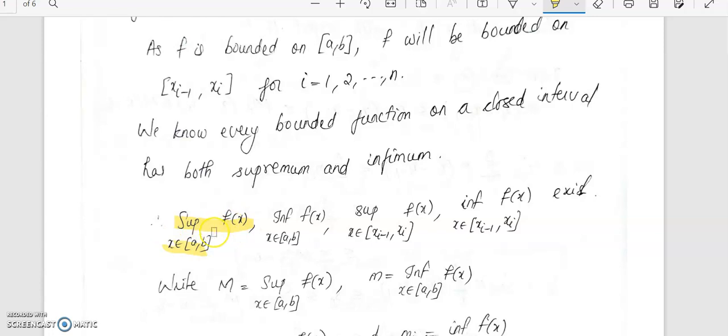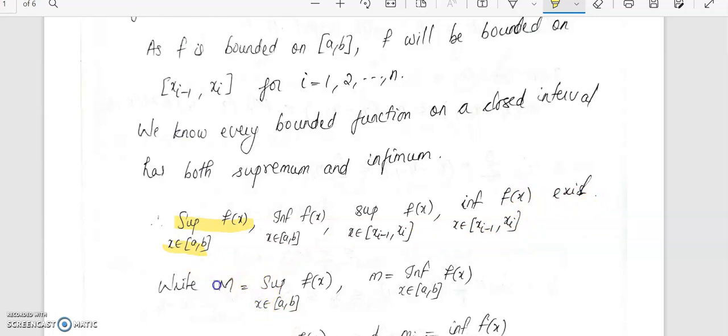Now f is bounded, and since f is bounded, a function which is bounded on a closed interval will have its supremum and infimum. So f(x) will have a supremum, and the infimum will exist. Similarly, if these all exist on the closed interval [a, b], then when you take the subinterval xi minus 1 to xi, in that interval also the supremum and infimum of f(x) will exist.